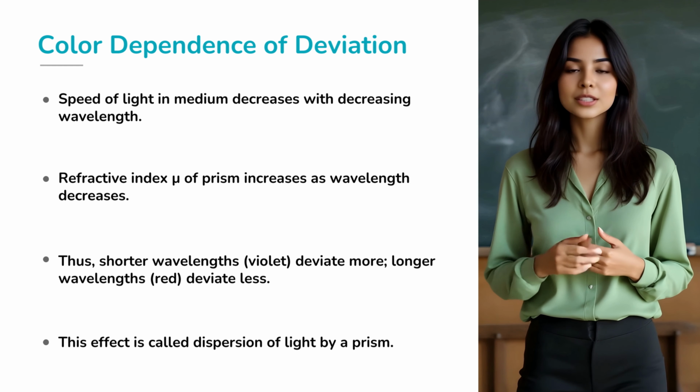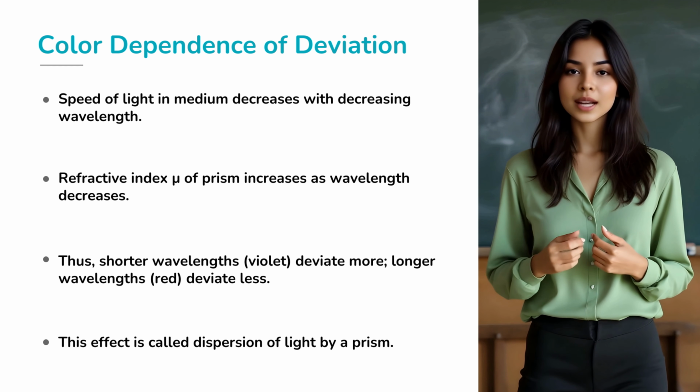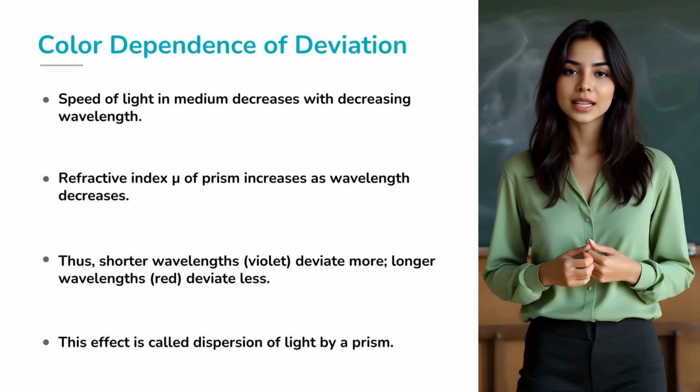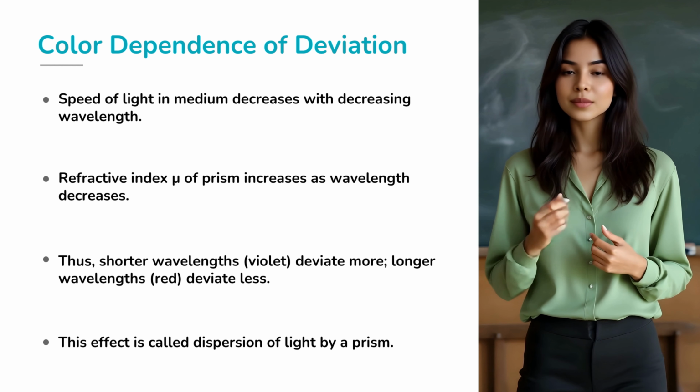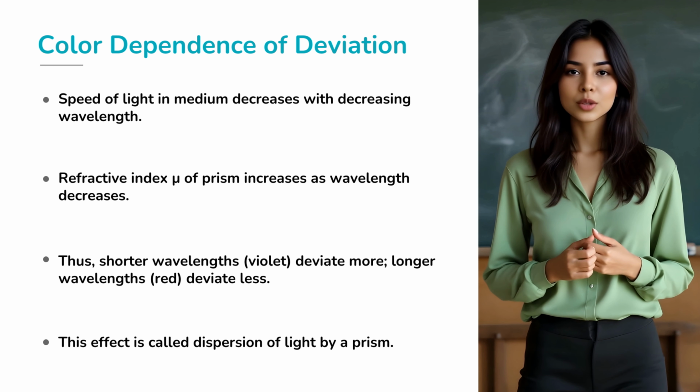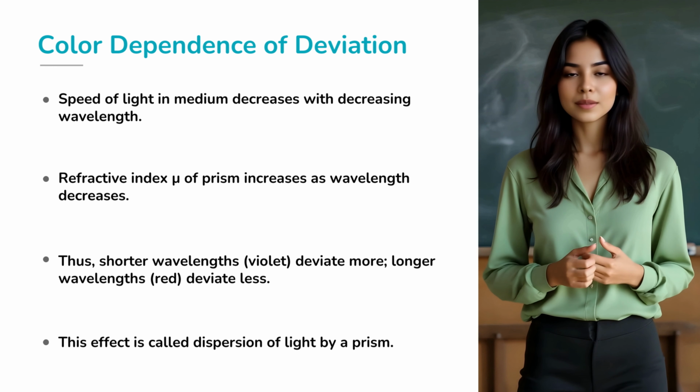Okay, picture this. In air, all colors travel at the same speed, but once they enter a prism, it's like they're on different speed tracks. Violet light slows down the most, red light the least.